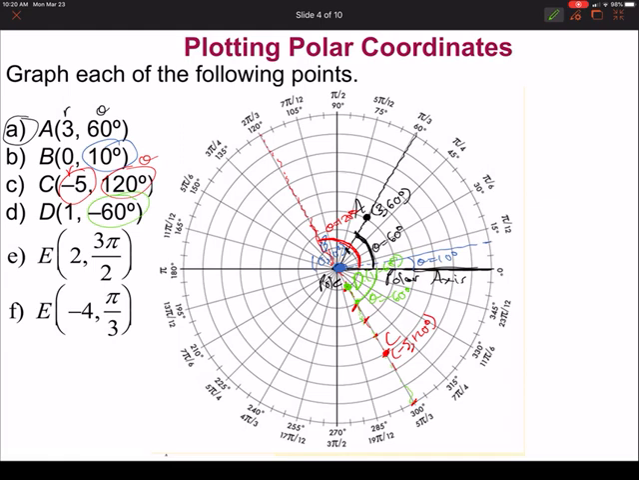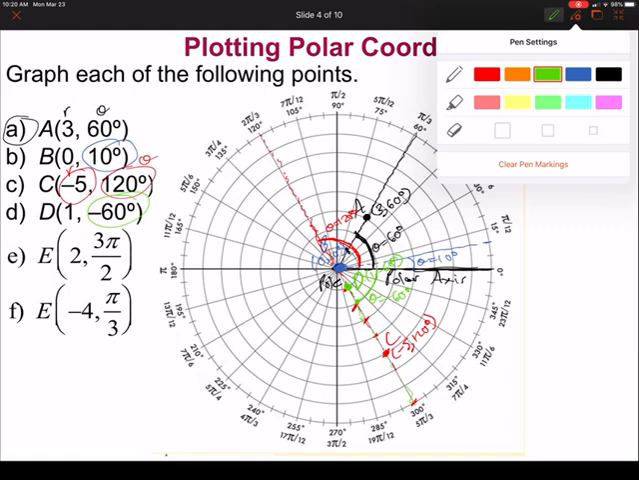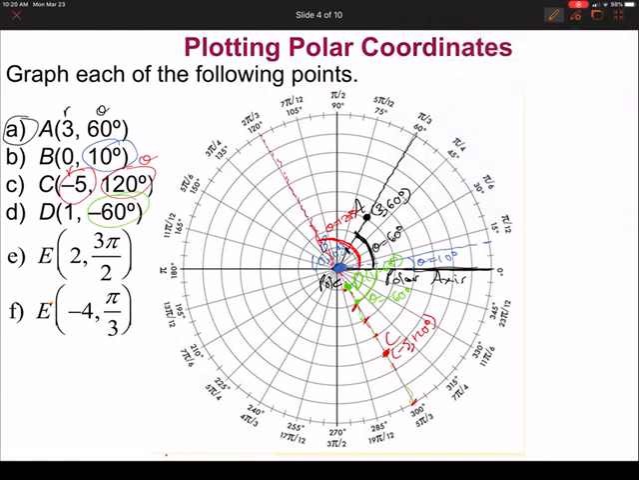Let's do the last one. We'll skip over to F. Let's do point F here. It says E. Let's change that to F. All right, let's plot point F here. It says -4 pi over 3. Now, where's pi over 3? Pi over 3 is 60. So you're looking at a rotation of pi over 3 radians. Let's go ahead and highlight that. Here's theta equal to pi over 3. And we're at our 60-degree mark of pi over 3 radians.